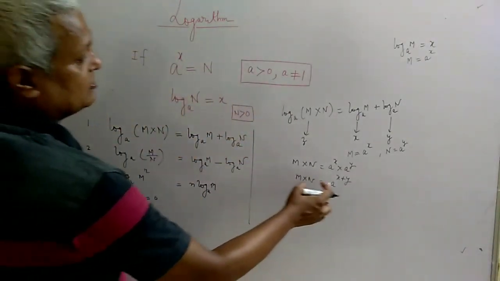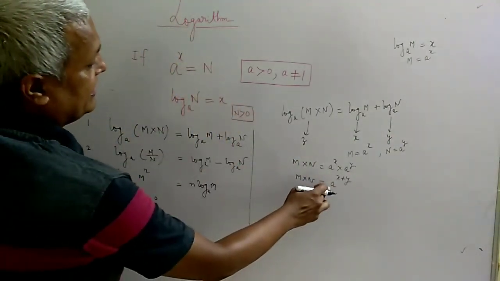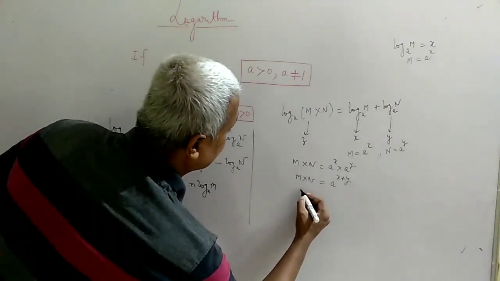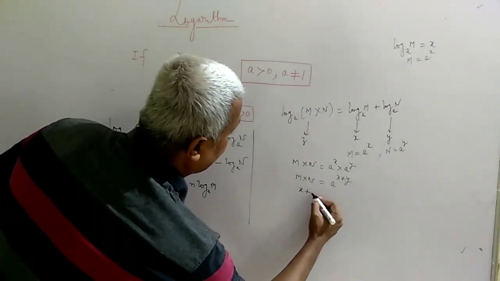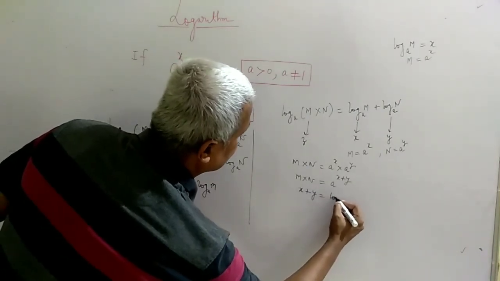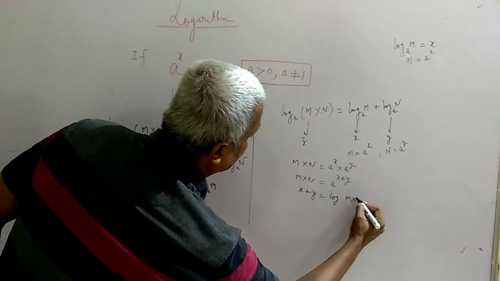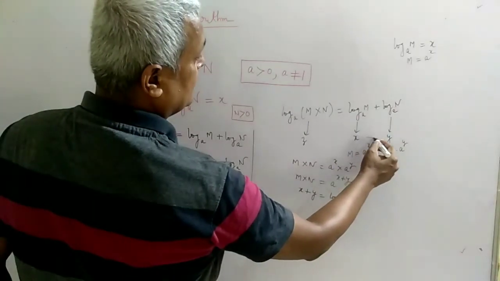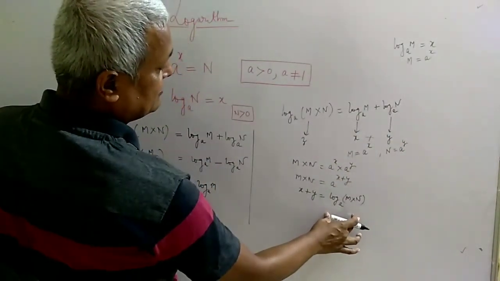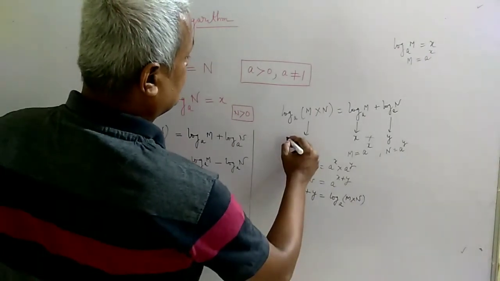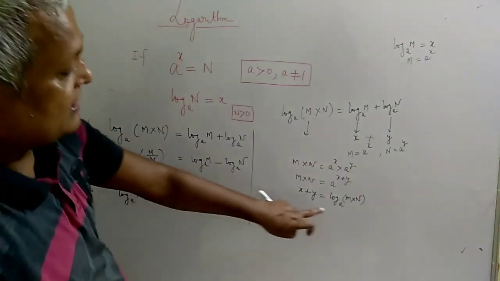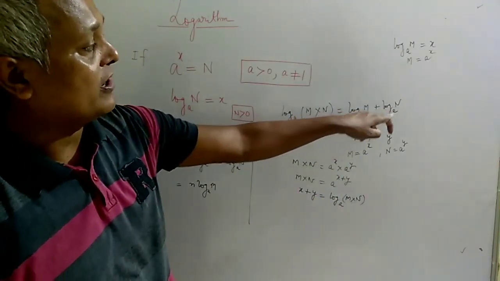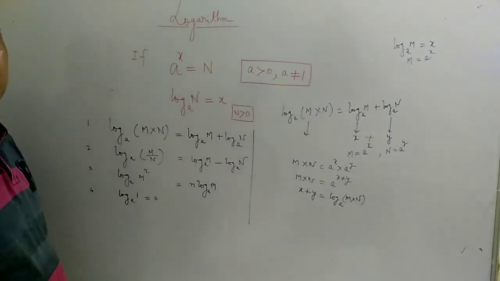Now convert this into the logarithm again using the same relation. a to the power x plus y is m into n. So what you get is x plus y is log of m cross n to the base a. Now you see x plus y is equal to this. Then here we have the proof that log m into n to the base a is log m to the base a plus log n to the base a. This is all about the logarithm.